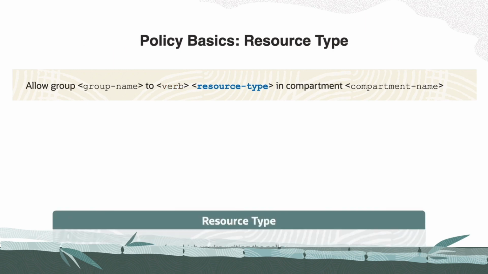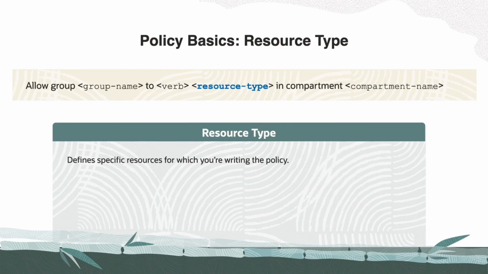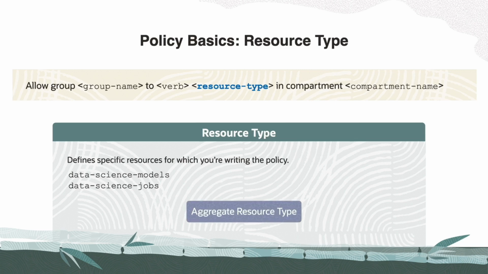Resource type in the policy defines which specific resource you are writing the policy for. For example, data science includes resources such as data science models or data science jobs. You can write a policy for individual resource types. However, to make writing policies for related resources much easier, there are aggregate resource types, which contain a family of related resources. The aggregate resource type for data science is data science family.